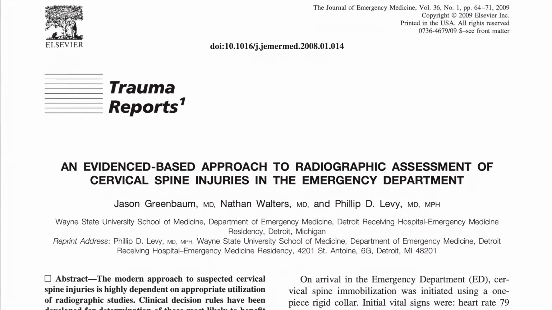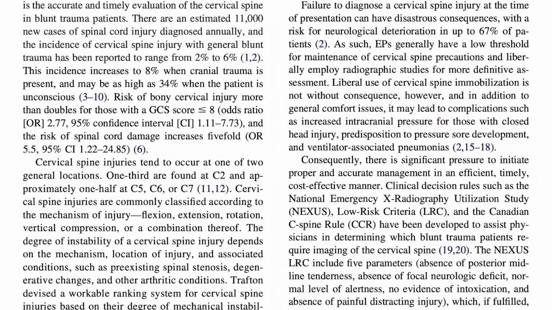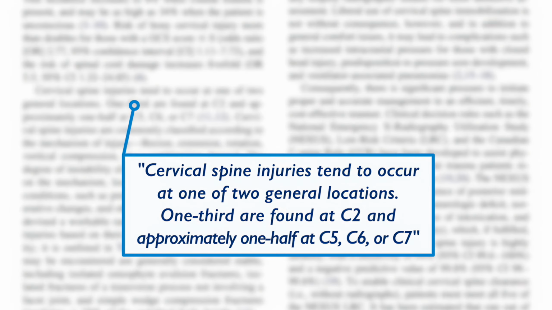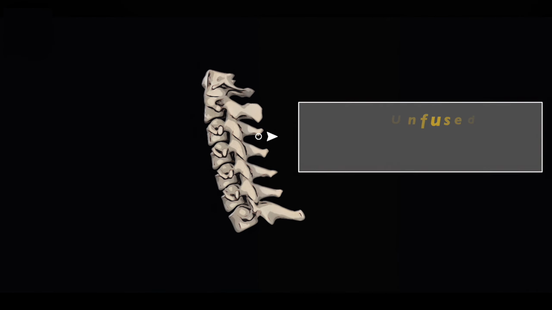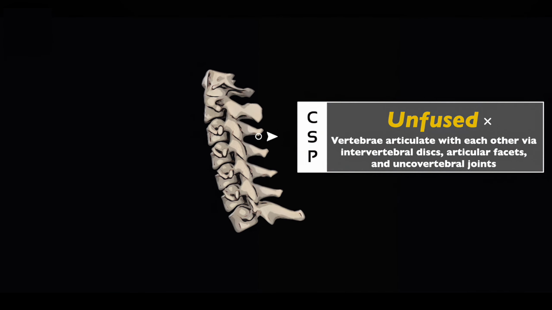Within the cervical spine, the most common sites of injury are around the second cervical vertebra, the C2 or axis, or in the region of C5, C6, and C7. Broadly speaking, the cervical vertebrae are unfused and articulate with each other via intervertebral discs, which separate the vertebral bodies and provide cushioning and flexibility to the vertebral column below the level of C2.